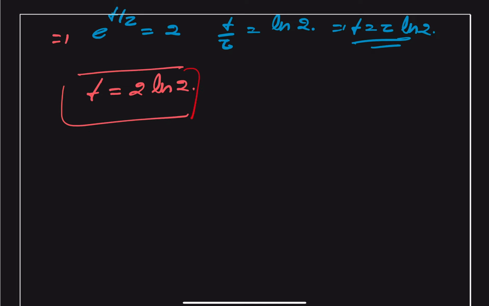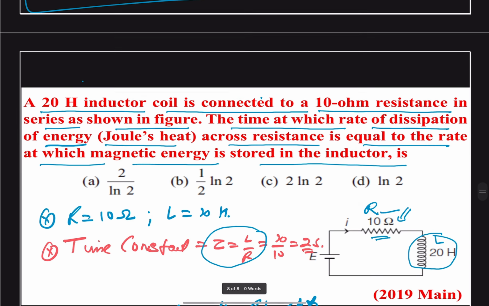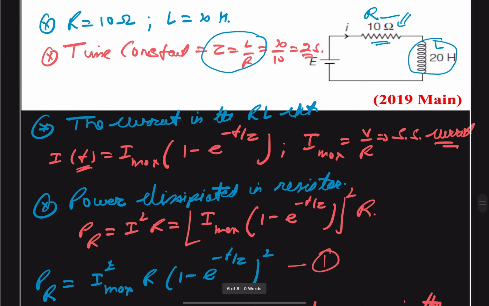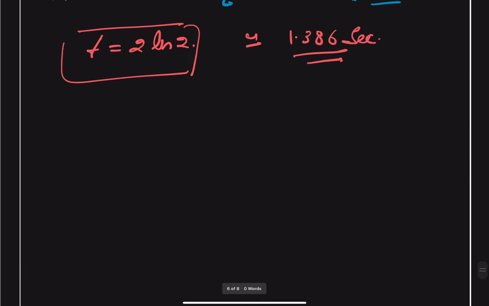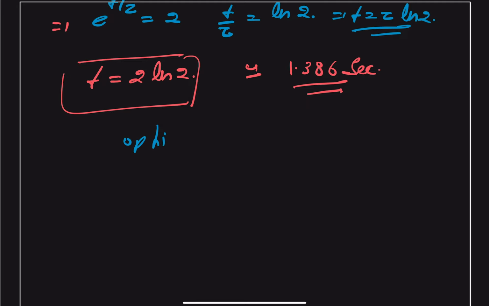And if you require, we can further solve it. This will be coming approximately equal to 1.386 seconds. But the answer is only in the natural log form. So option number C is the correct option. So we can say option C is correct. So this completes the question. Thank you.